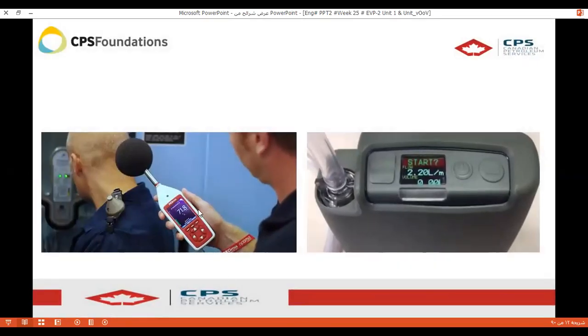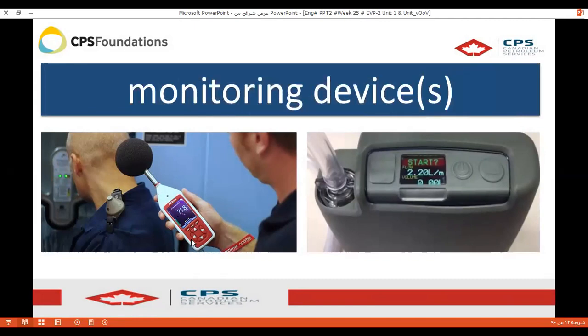Here, as you can see, the man is holding something in his hand. This is called a monitoring device. A monitoring device is used to measure, to monitor something like pressure, maybe temperature, or other factors that we need to measure in the workplace. So this is called a monitoring device.